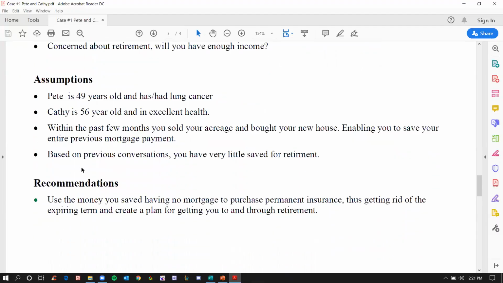Okay, so the recommendation / needs overview, and depending on how you want to position this in your own case, you can use a call recommendation, call needs overview, whatever. Same thing. So basically what we need to do is help you use the money you have saved from having no mortgage to purchase permanent insurance, thus getting rid of the expiring term and creating a plan to get you to and through retirement. Is that what you want to do?